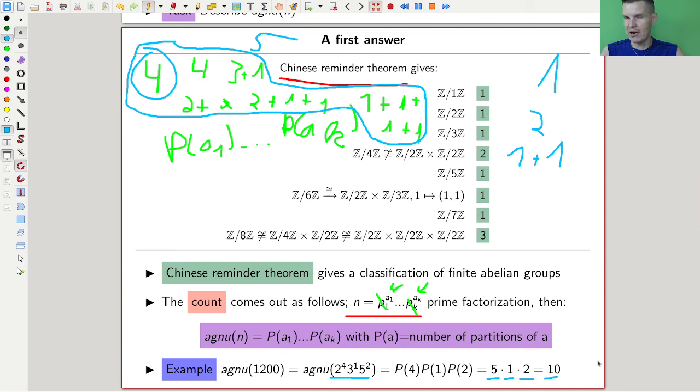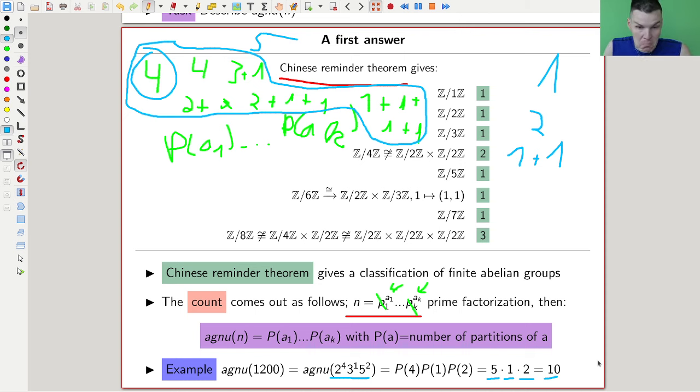And that's an interesting result. I kind of like this. It's really explicit and gives you a nice way to count the number of abelian groups, just a formula to count them without knowing anything else about them. And I think that's pretty cool actually. Yeah, so I like it a lot.